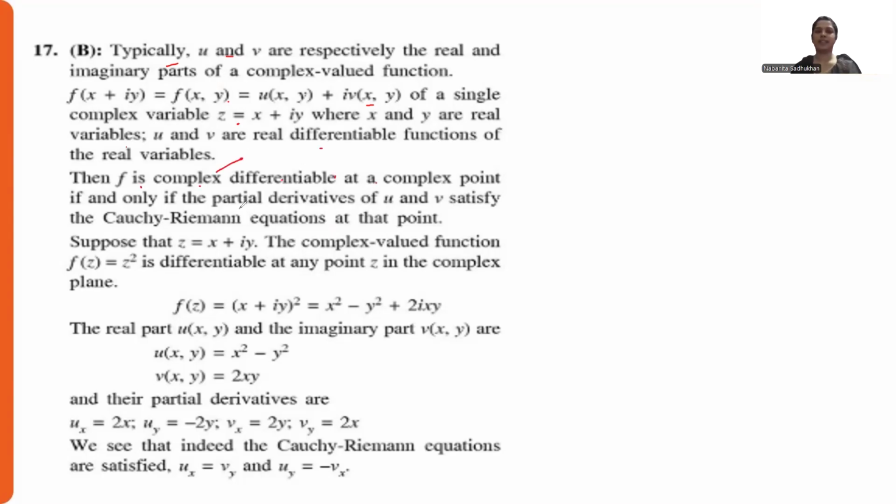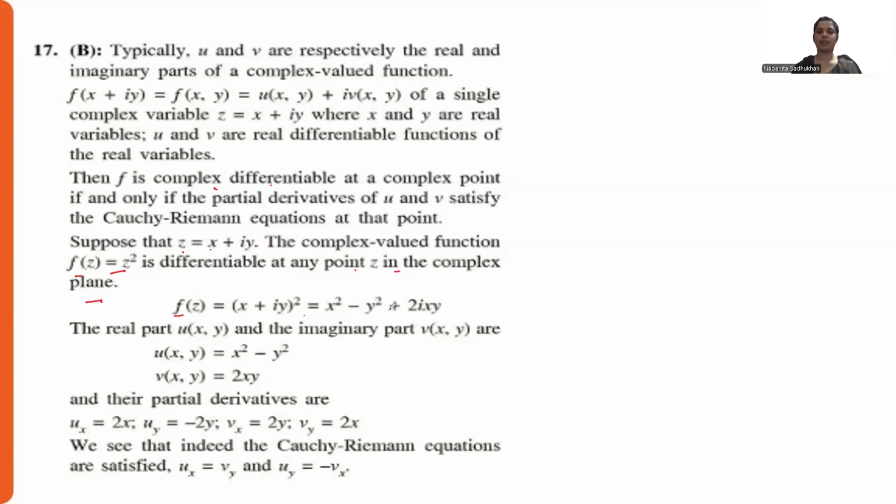Now, f is complex differentiable at a complex point. So if you have a function f, it is going to be complex differentiable at a point if and only if the partial derivatives of u and v satisfy the CR equations at that point. If it satisfies CR equations at that point, we say that the function is complex differentiable. Now, if we have z = x + iy, the complex valued function f(z) = z squared is differentiable at any point z in the complex plane. So f(z) is what? (x + iy) whole squared.